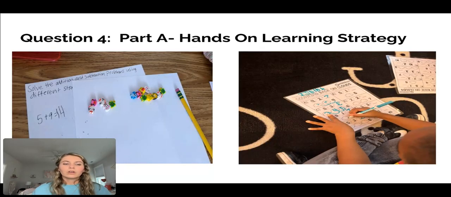And then for hands-on learning, my two work samples and evidence would be, I had students solve addition and subtraction problems using different strategies. I gave them the problem, which in this example was 5 plus 9 equals blank. I told the students they could solve this problem any way. They could use the count-on strategy, they could use manipulatives, which is what this student did, using erasers, or they could use a number line. So this student chose the manipulatives, showing 5 erasers plus 9 erasers equals 14 erasers.